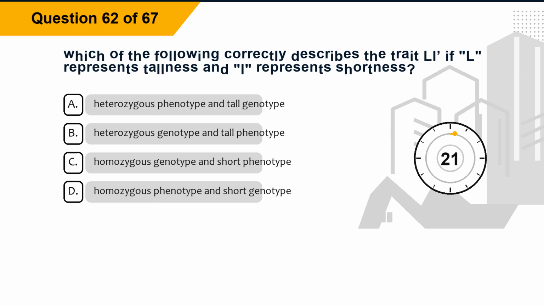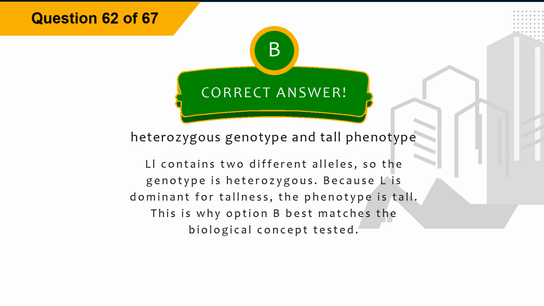Question 62. Which of the following correctly describes the trait Ll, if L represents tallness and l represents shortness? Option A, heterozygous phenotype and tall genotype. Option B, heterozygous genotype and tall phenotype. Option C, homozygous genotype and short phenotype. Option D, homozygous phenotype and short genotype. The correct answer is option B, heterozygous genotype and tall phenotype. Explanation. Ll contains 2 different alleles, so the genotype is heterozygous. Because L is dominant for tallness, the phenotype is tall. This is why option B best matches the biological concept tested.